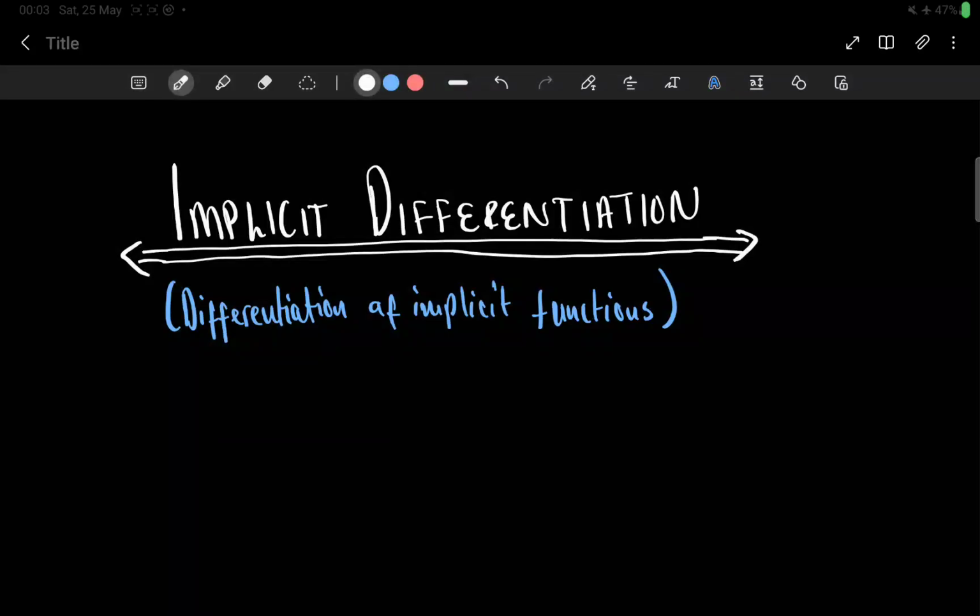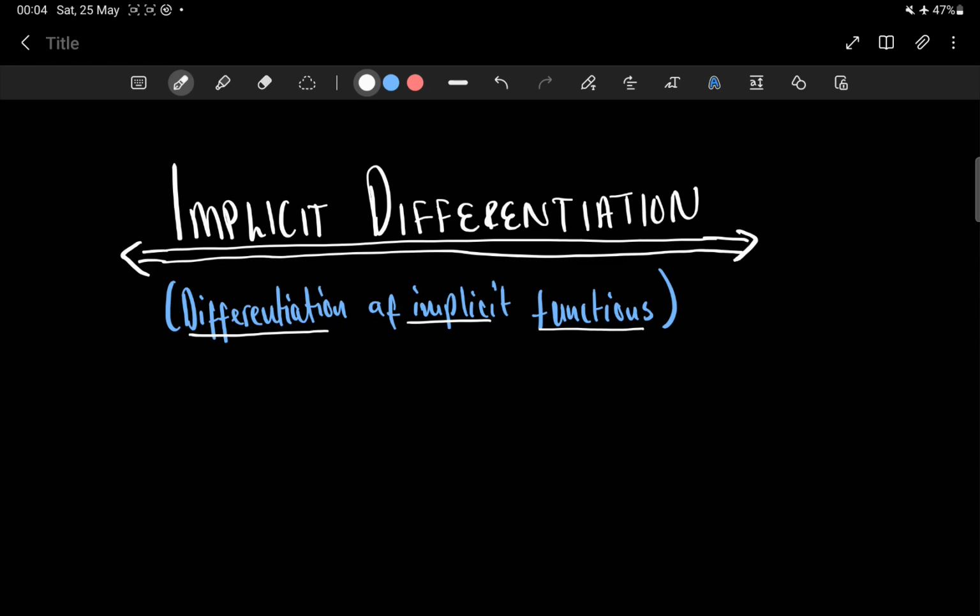We are turning our attention to implicit differentiation. And I've given you in bracket what we just mean by implicit differentiation. It just means the differentiation of implicit functions. Okay? Differentiation of implicit functions. You say to me, what's an implicit function?